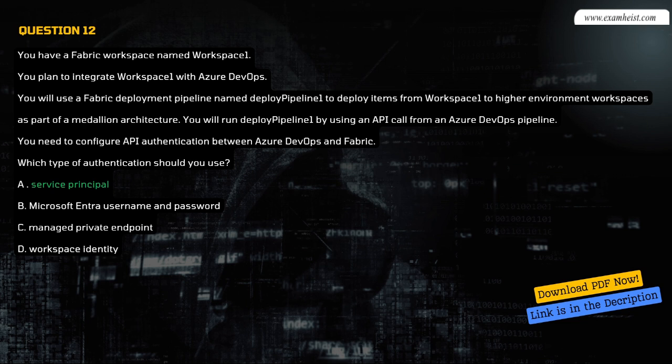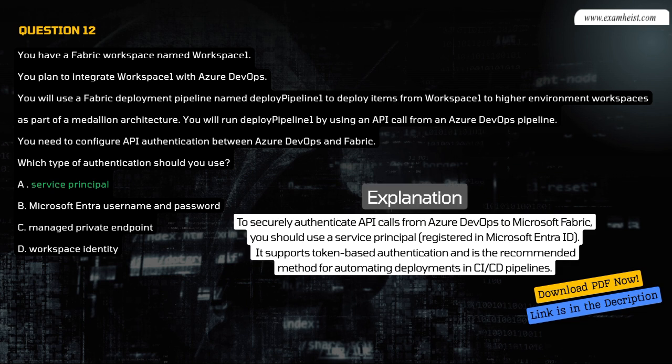Service principal. Explanation. To securely authenticate API calls from Azure DevOps to Microsoft Fabric, you should use a service principal, registered in Microsoft Entra ID. It supports token-based authentication and is the recommended method for automating deployments in CI/CD pipelines.